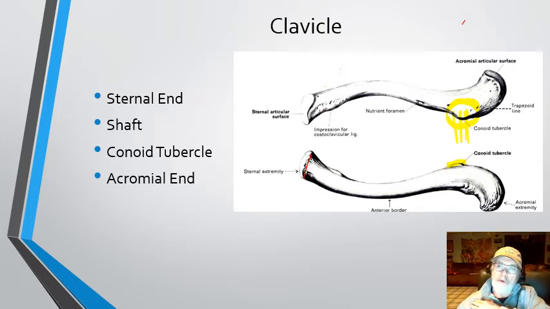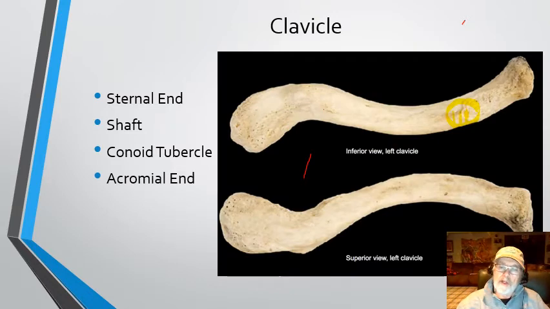Sometimes people will actually sprain that ligament and the clavicle is then able to fly up, and we get a dislocation right where the clavicle meets what's called the acromion process, okay? Now, what we're seeing here is the clavicle, and this one right here is the left clavicle.